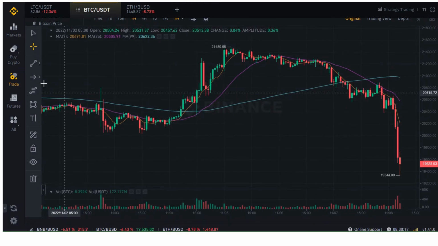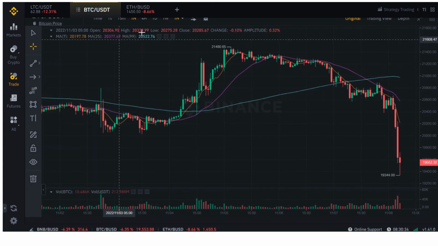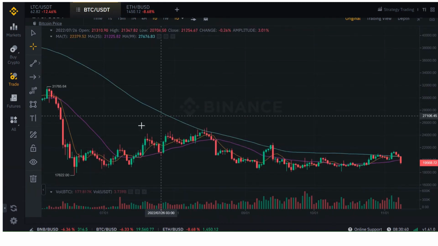Maybe you want to check things like the resistance, you want to draw lines. You can draw trend lines, vertical lines, crosses, parallel lines, or rays. You can choose from the type of lines you want to draw. Let's say, for example, you want to analyze on a daily time frame. As you can see, let me put the trend line.